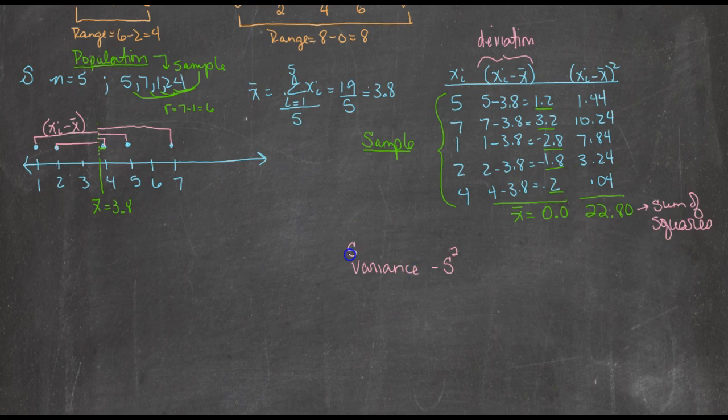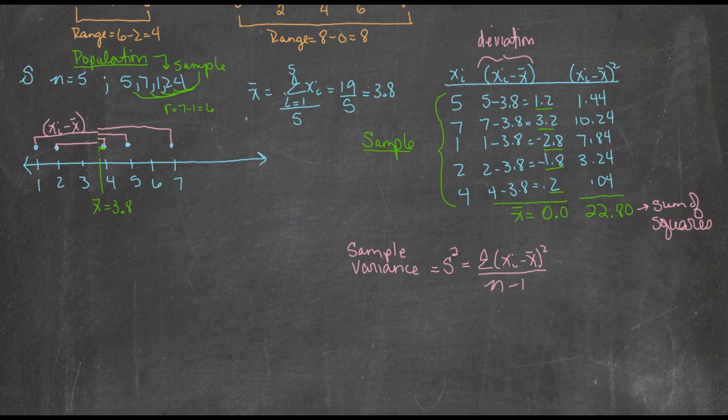It actually means sample variance, because we want to be able to distinguish between when we're working with an entire population and when we're working with only a sample from the population. So the sample variance has a formula: S squared equals the sum, that's that Greek sigma, the sum of all of these values divided by the number of measurements minus 1.